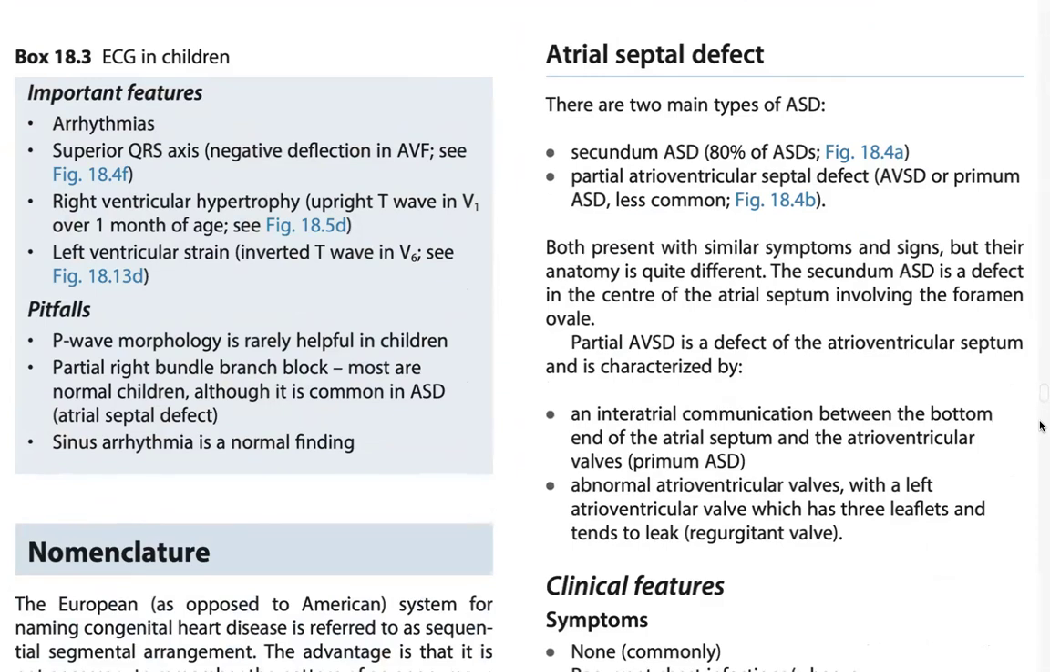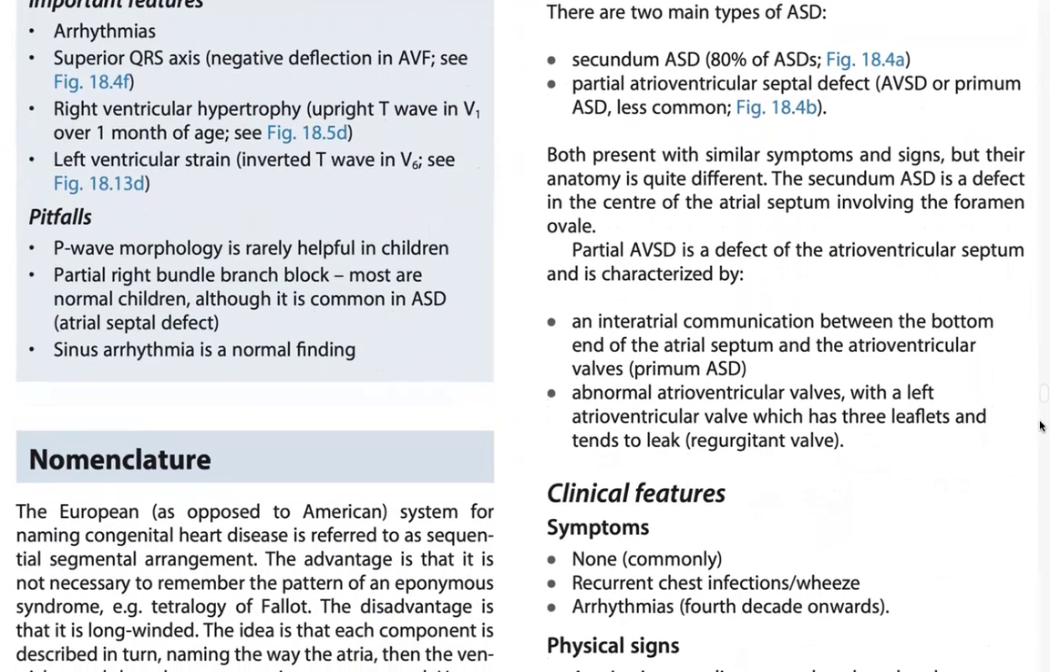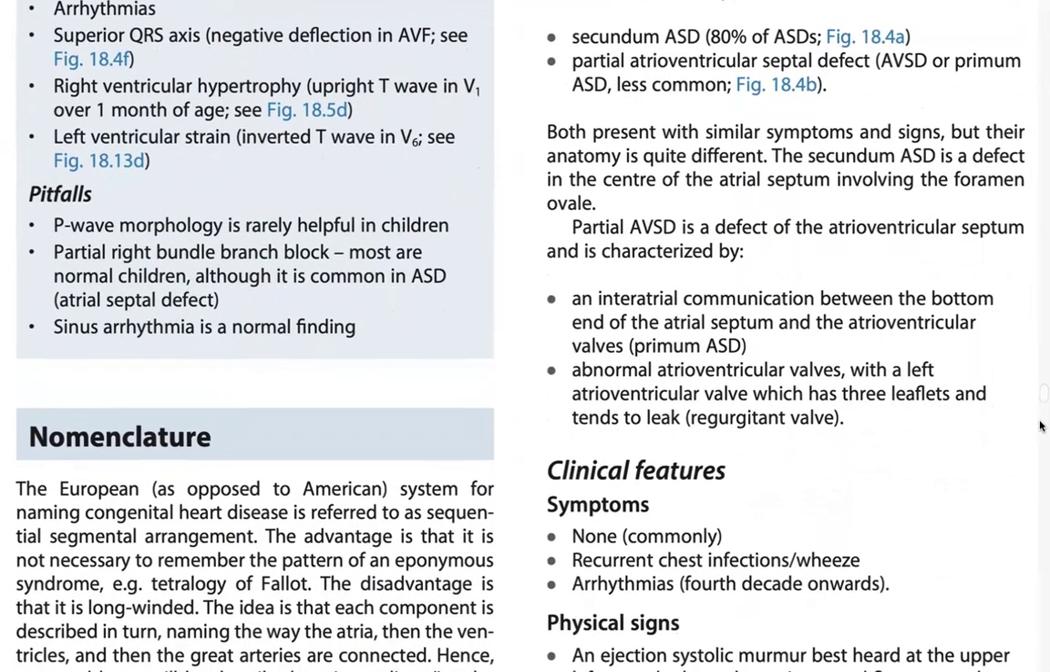types, secondary AST, 80% of AST, and primary partial AV septal effect, which is ABST at primary, AST less common. It was in the similar syndrome signs, but the anatomy is not different. Secondary AST is affecting central due to second involving the foramen environment.